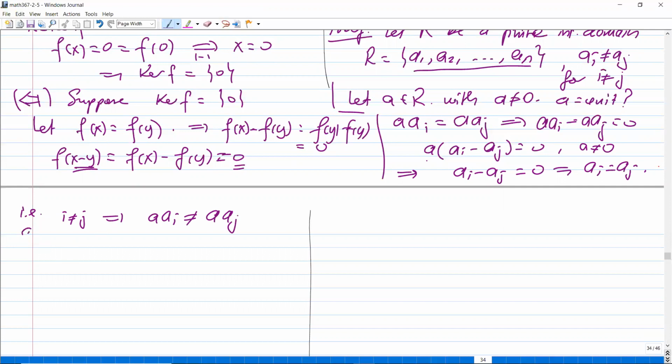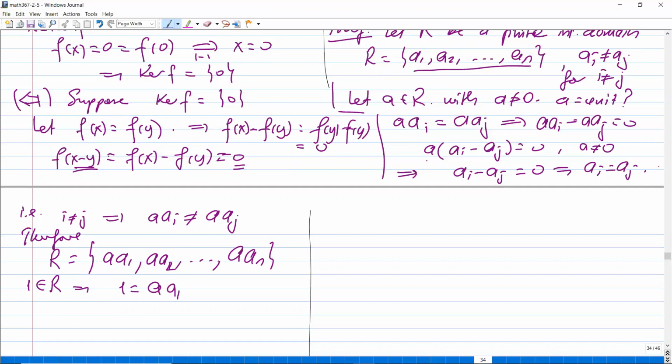Therefore, this set a times a1, a times a2, ..., a times an are all different elements. There are n elements here, so this must be equal to R. These n elements form a subset of R, and R contains n elements, so this is precisely R. Since 1 is in R, 1 is a times ak for some k. So that means a is a unit.